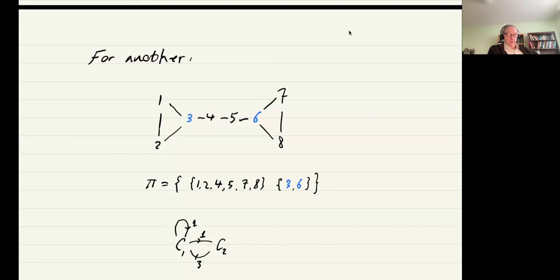Now 1, 2, 4, 5, 7, 8 induce a subgraph which is 3 copies of K2, so it's a 1-regular subgraph. And 3 and 6 give you a coclique of size 2. Now each blue vertex has got 3 black neighbors, and each black vertex has got exactly 1 blue neighbor. So this is an equitable partition. But it's not an orbit partition because there's no automorphism of the graph that can map this vertex of degree 2 to that vertex of degree 2, because this vertex is on a triangle and that one is not.